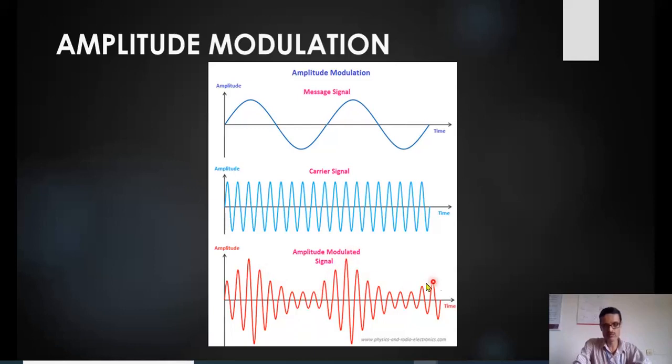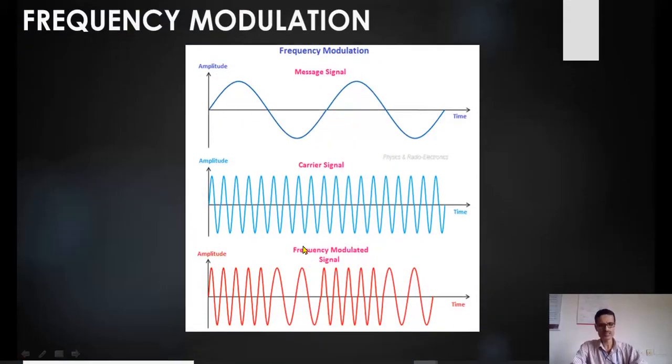Just look at this. As the amplitude of the message signal changes, the amplitude of the carrier is also changing. This is still the carrier signal because the frequency of this signal is the same. So we are not going to change the frequency and the phase of this carrier, but only the amplitude of the carrier is changed proportional to the amplitude of the message signal.